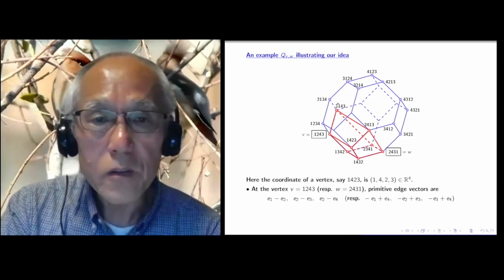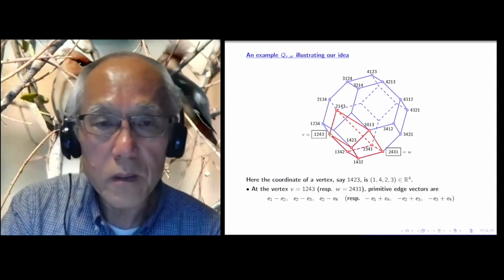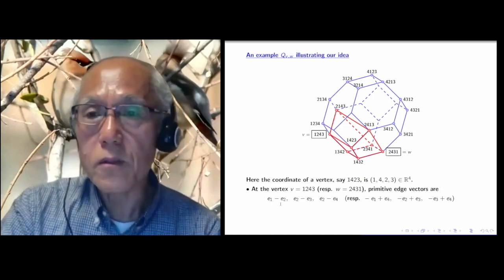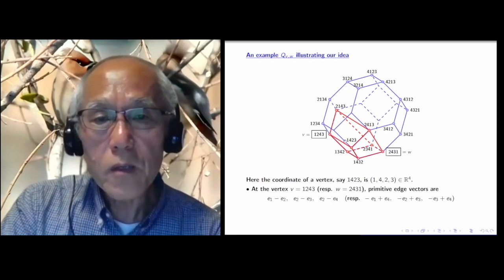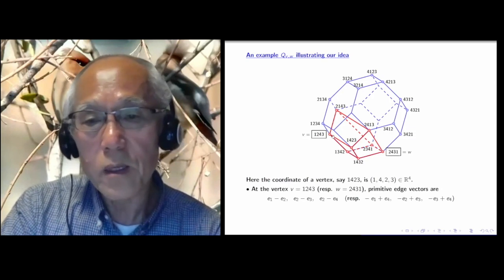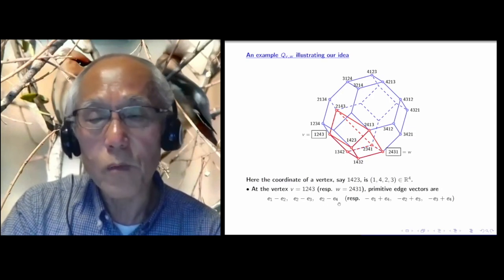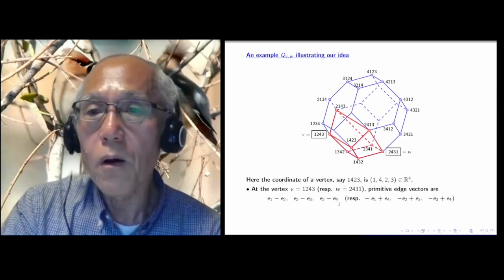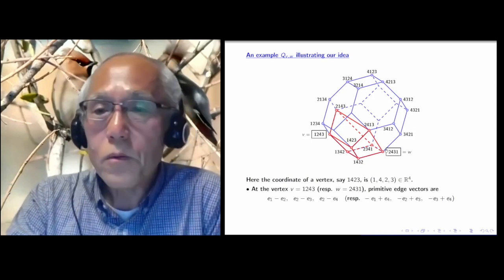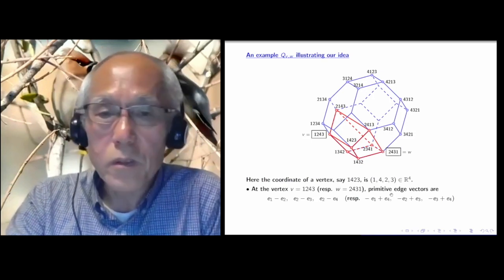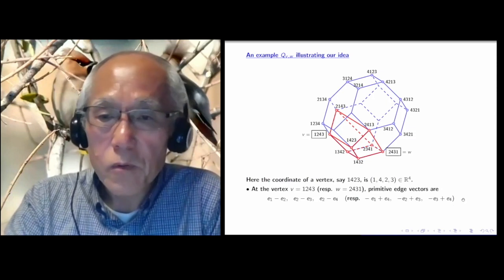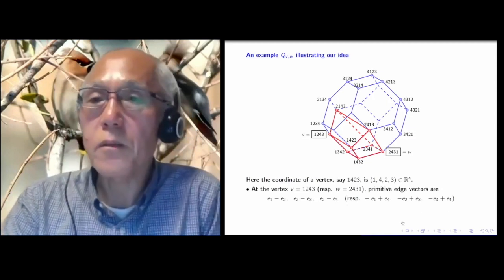So the primitive edge vector of this edge is E1 minus E2. The primitive edge vector of this one, you can check easily, is E2 minus E3, and the primitive edge vector of this edge is E2 minus E4. Okay? I do the same thing for the others, and an easy computation shows that the primitive edge vectors of these three edges are given by these vectors.